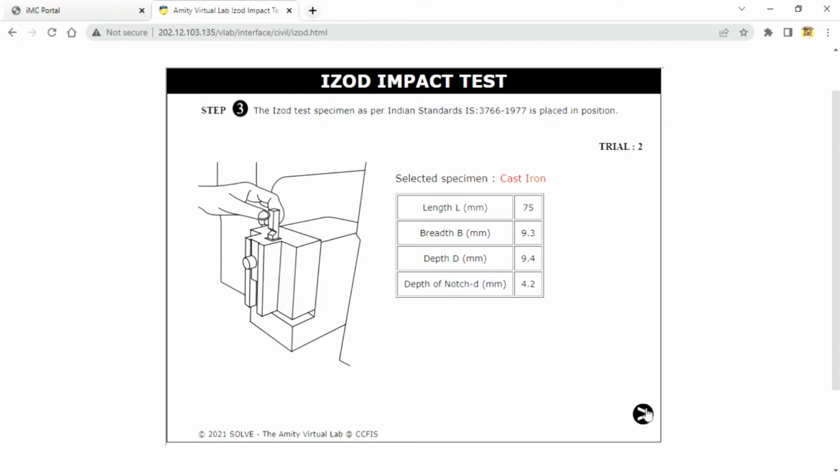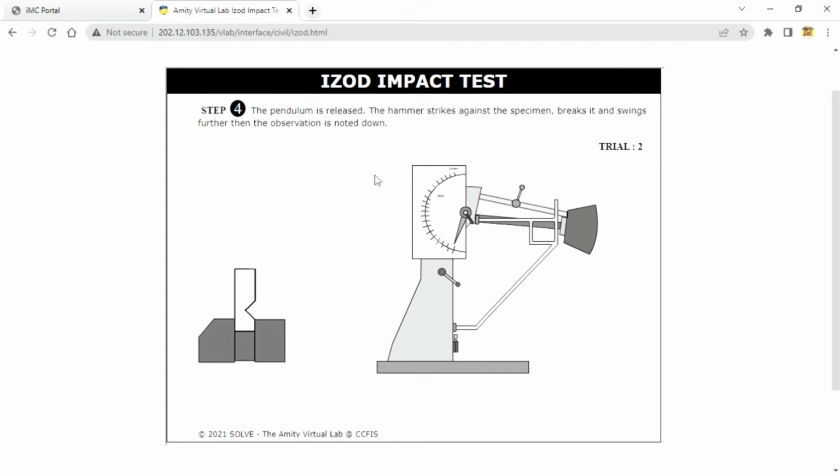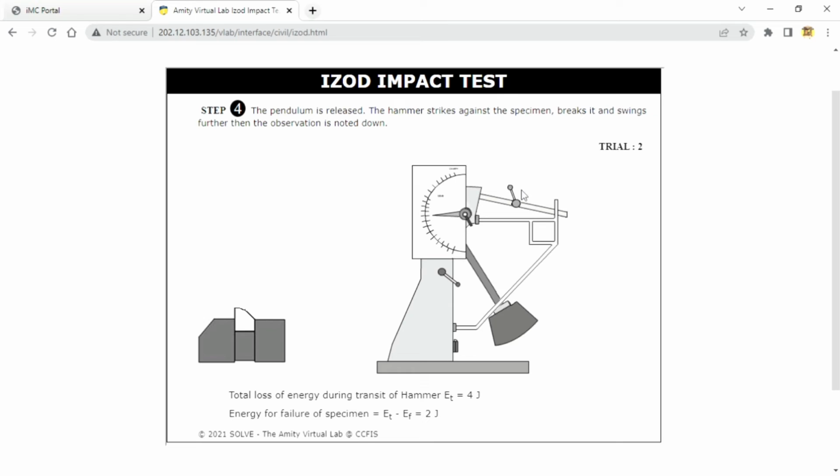Next is trial 2. Step 3. The Izod test specimen as per Indian Standard IS 3766-1977 is placed in position. The selected specimen is cast iron. Step 4. The pendulum is released. The hammer strikes against the specimen, breaks it and swings further, then the observation is noted down. Total loss of energy during transit of the hammer, ET, is equal to 4 joules, and the energy for failure of the specimen, ET minus EF, is equal to 2 joules.